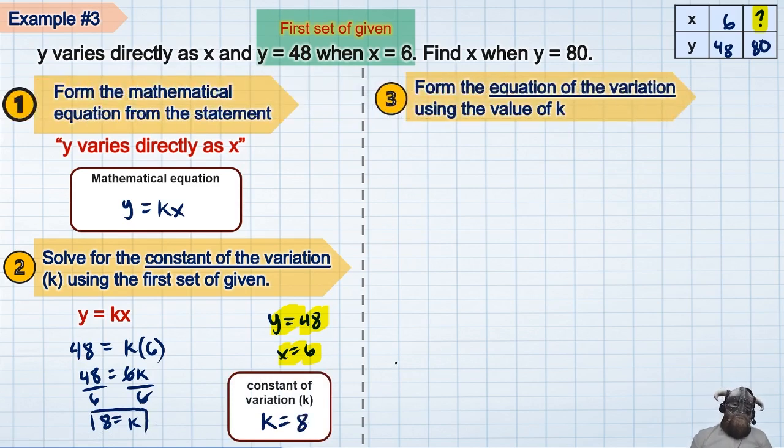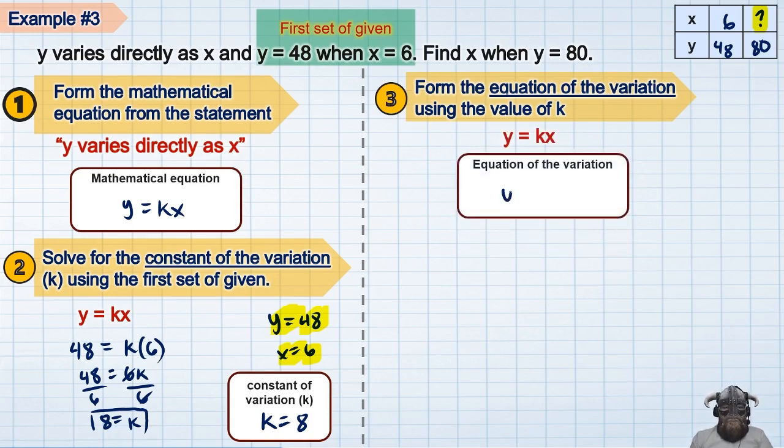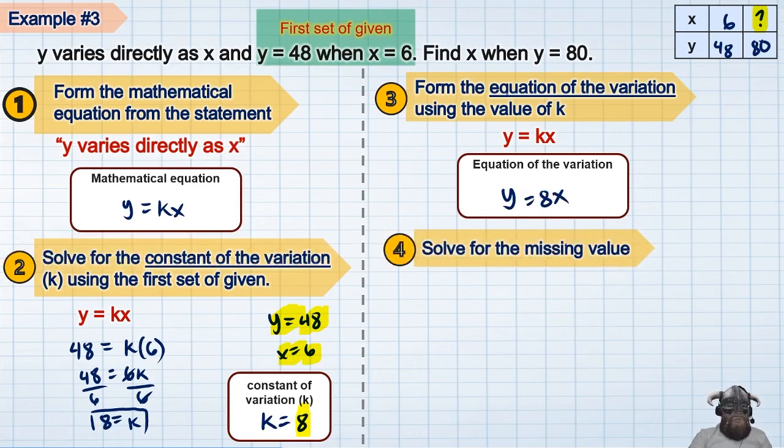So, as we continue, we'll use that k, which is equal to 8, to form the equation of variation. So, all we need to do is to replace k with 8. So, y is equal to 8x. So, that will be our working formula for step number 4. So, in this case, ang nawawalang value natin or missing value natin ay x, pero given tayo ng y is equal to 80. Ngayon, tingnan natin.